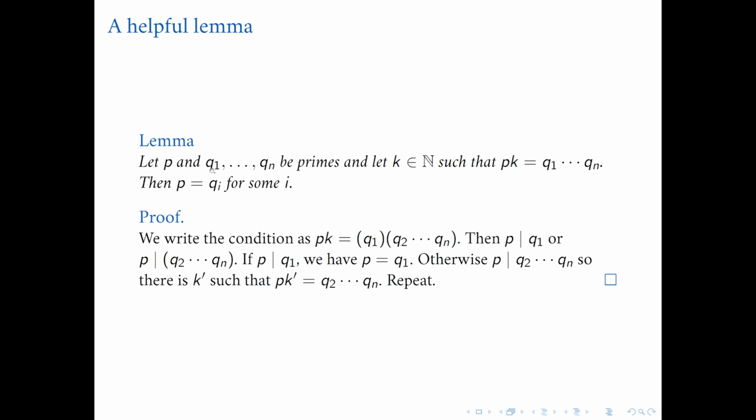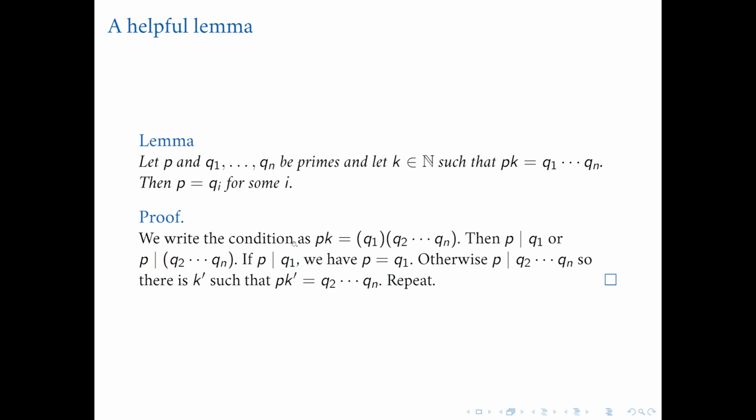For the first proof, let's take the lemma first. Suppose we have p and then a collection of n primes, q1 through qn. Maybe some of them are equal, maybe not. But we have some collection of primes, and we're going to have some k in n such that pk is equal to this. So what this is saying is p divides the product of q1 through qn. If p is dividing a product of primes, as this equation shows, then p must be equal to one of the primes in the list. And that's what the lemma is saying. If p divides a product of primes, it's equal to one of the primes.